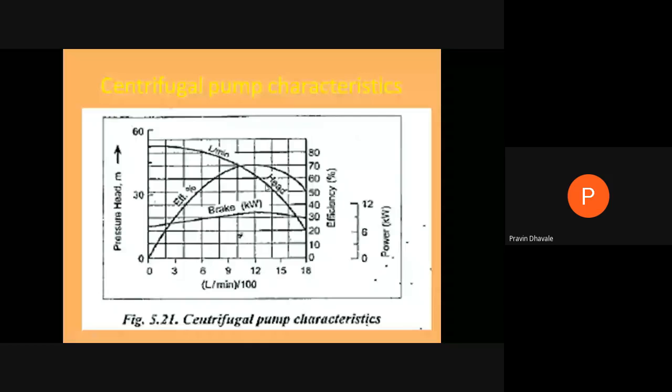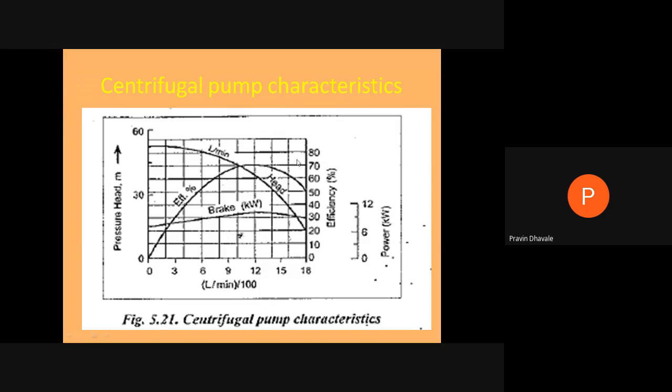Right? Here we are getting the discharge. This will be the pressure head of the centrifugal pump, and this will be the brake power, that is the output, and it will be measured over the scale output. And whatever the efficiency of the centrifugal pump, it will be measured over the scale efficiency. Right? As far as low head is there, maximum discharge will be obtained.